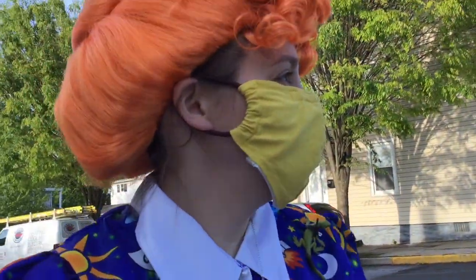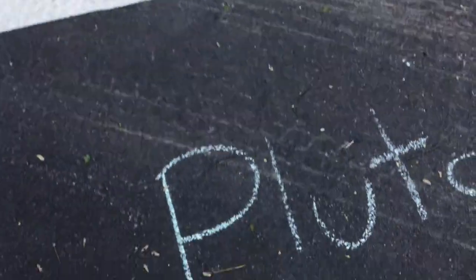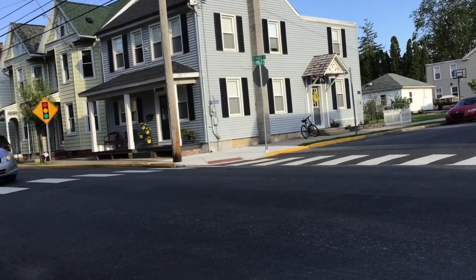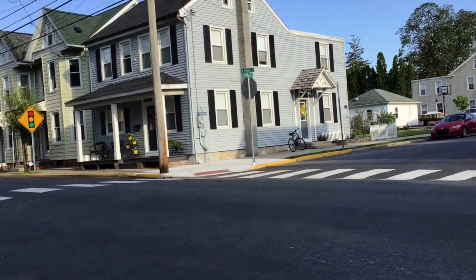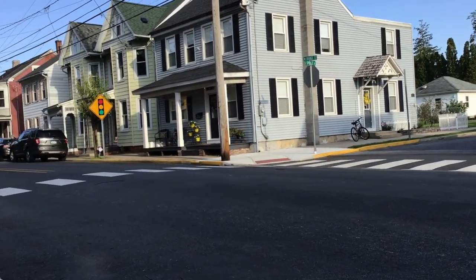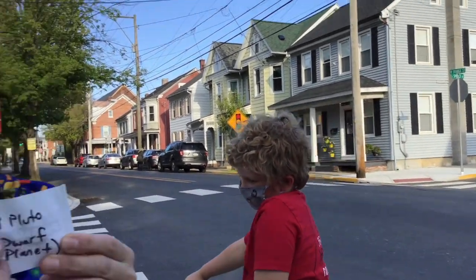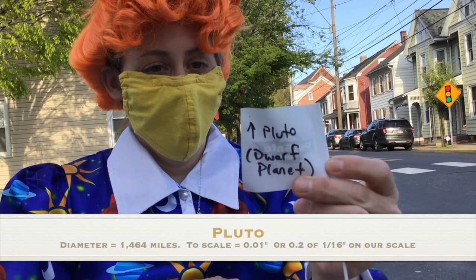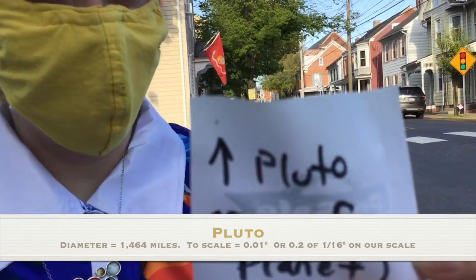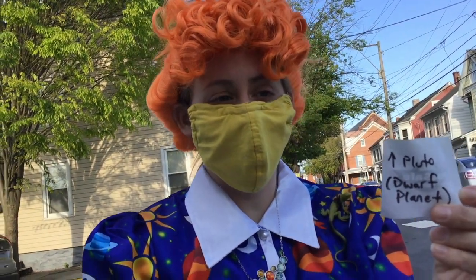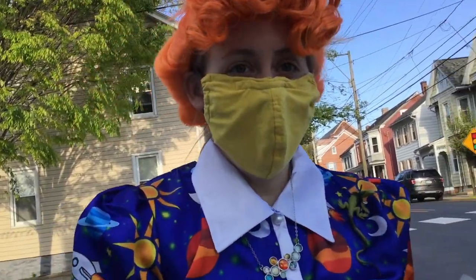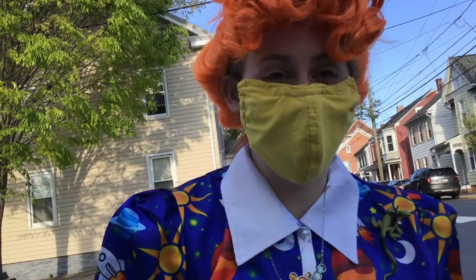Here we are at Pluto. We are at Orange and Spruce Street. According to our scale model, Pluto will be this little tiny dot. And like I said, it's considered a dwarf planet because it is too small to clear its orbital path. Now, let's take a trip back to school.